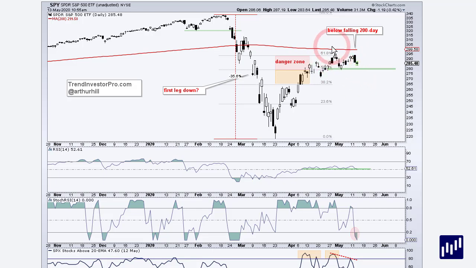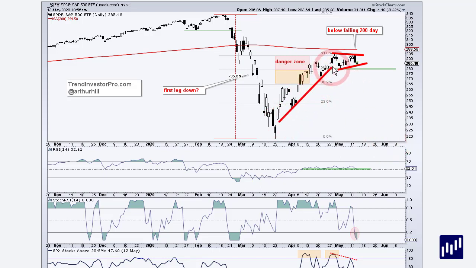Now, you can see we're below the falling 200-day moving average, so we do have a long-term downtrend in play. We're at this 61.8% retracement line, which is where you would expect a counter-trend bounce to peter out. And then you can see we're stalling now. Now, there's two sides to every trade, and the other side would be that this is maybe some sort of bullish pennant forming. You've got to keep an open mind.